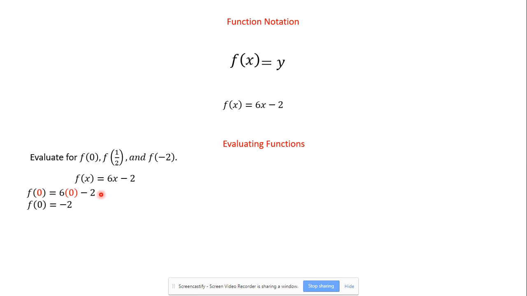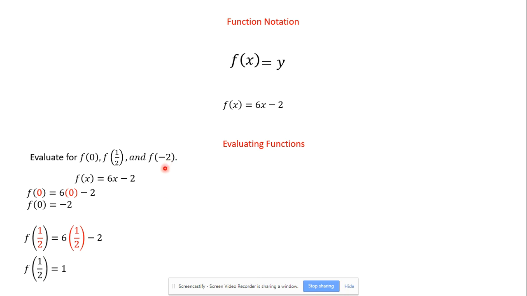If we just had y equals 6x minus 2, right, find for when x equals 0, 1/2, and negative 2, we'd end up with like y equals 0, y equals something, and y equals something else. Well, those have to be tied to the x values because that is something that's important. So that was for f of 0. Do the same thing for f of 1/2. We're just going to take out the x and put in 1/2. So f of 1/2 is 6 times 1/2 minus 2. 6 times 1/2 is 3, minus 2 is 1. So f of 1/2 equals 1.